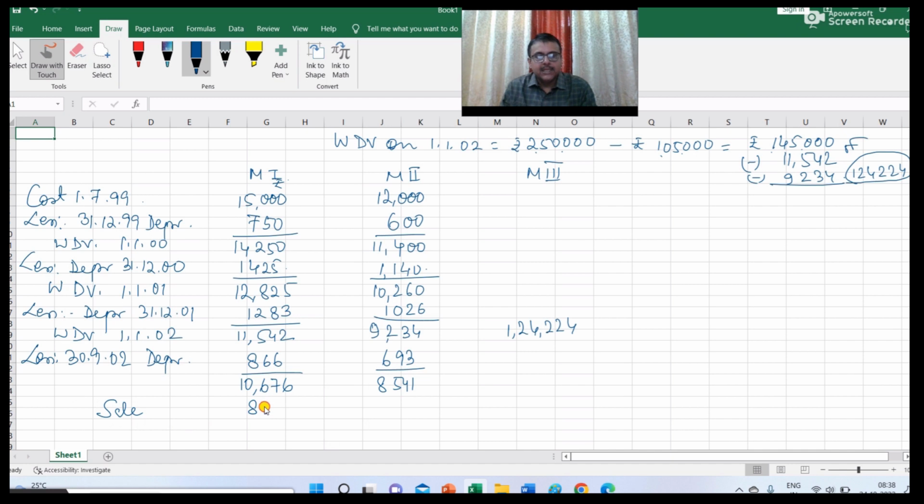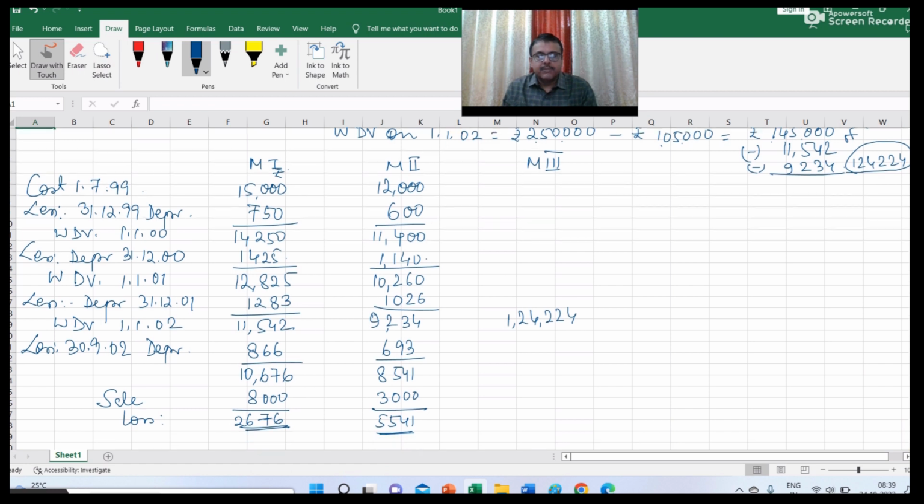Now M1 was sold for rupees 8,000 and 3,000 is the amount which is receivable. This is the expected amount from the sale of M2. So in both the machines, we have to incur a loss on sale. So 2,676 is the amount of loss on M1 and expected loss on M2 is 5,541.